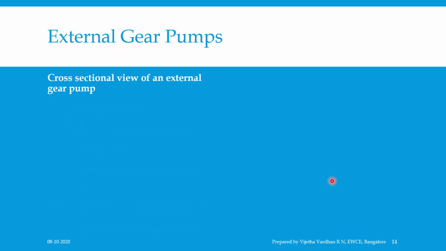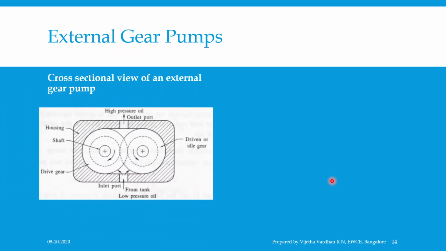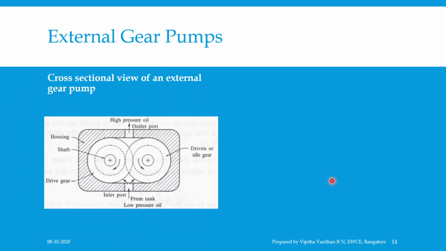Now you can see the cross section here. In external gear pumps, the two gears mesh externally, as shown in the figure. The gear may be either a spur or a helical gear. Each gear is mounted on a shaft supported on bearings in the end covers. One of the shafts is coupled to the prime mover, that is the drive motor. Either it could be the left one or the right one. In this figure, it is taken as the left one.